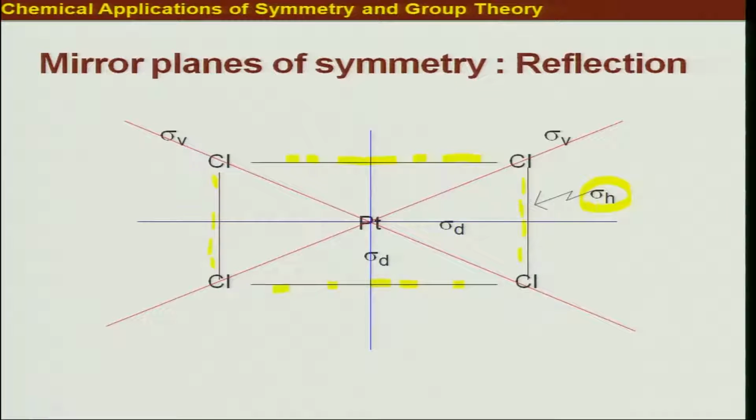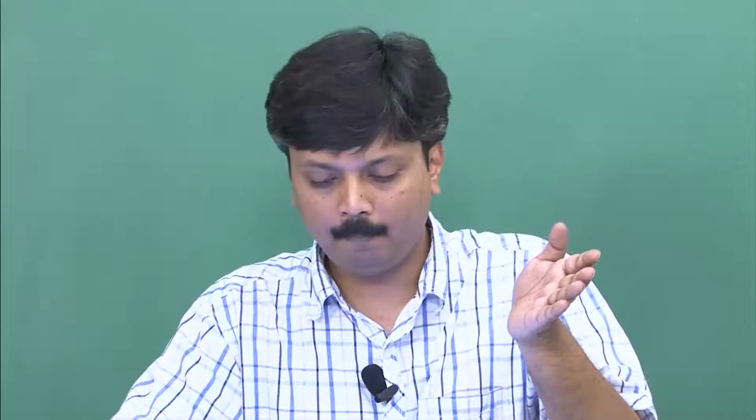On the other hand, if you follow these red lines, which are also sigma planes, because you can produce an indistinguishable structure by reflection through these planes. These two contain the principal axis of symmetry. So this is a sigma v plane.